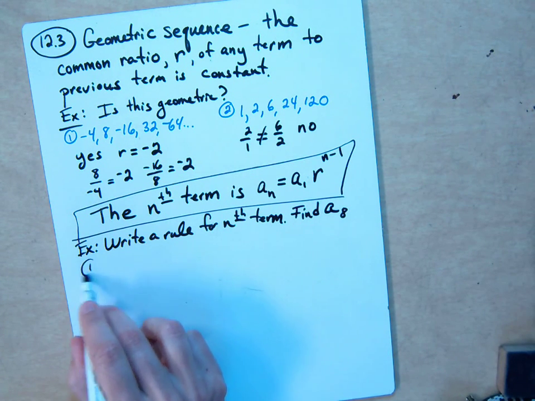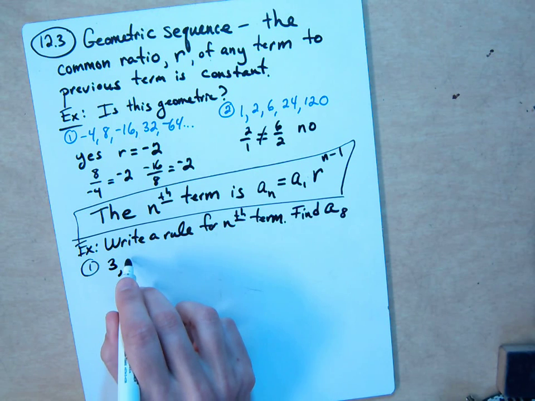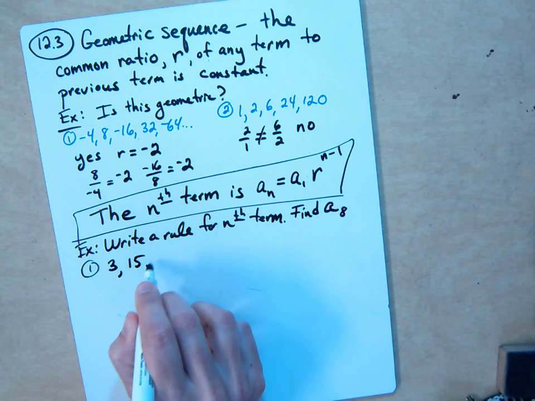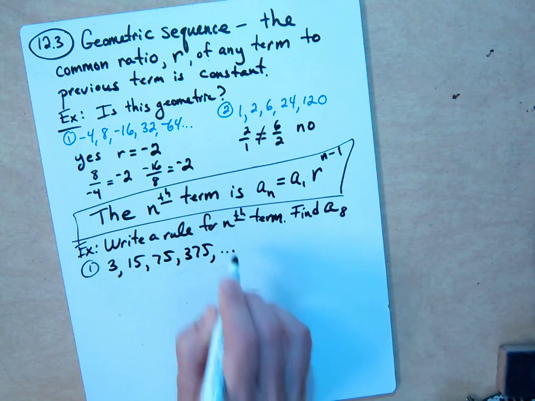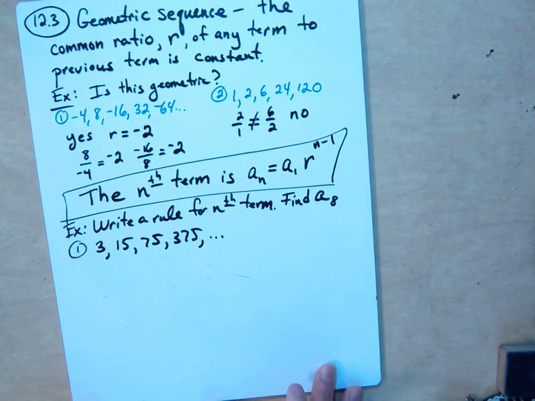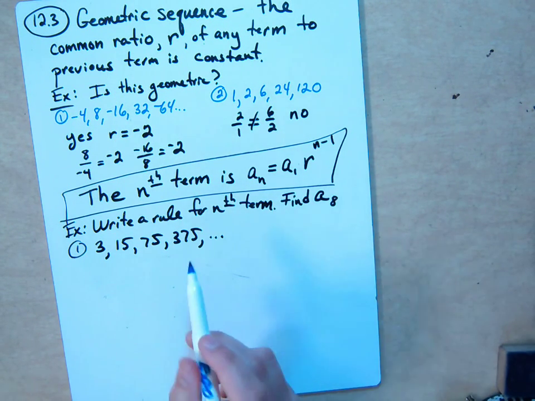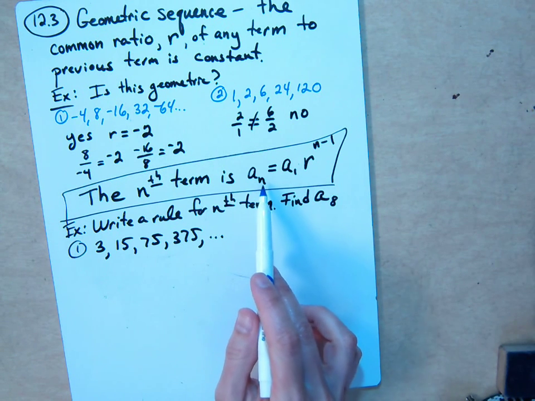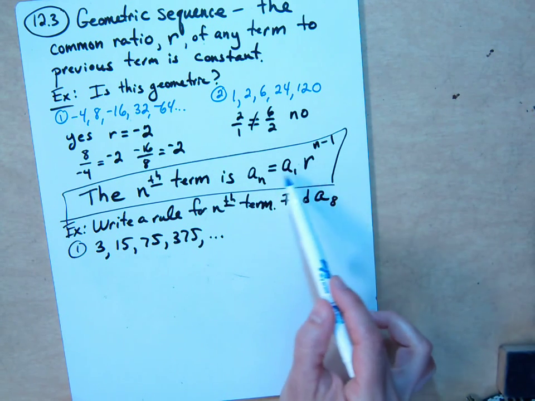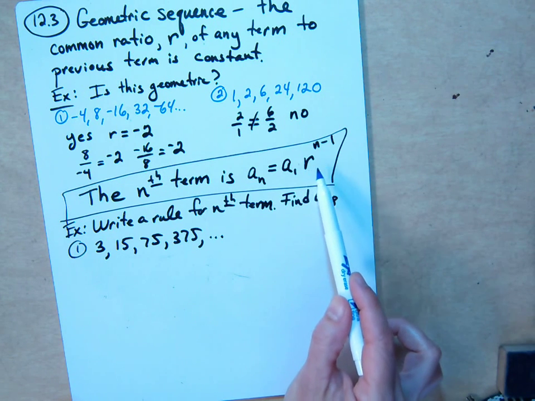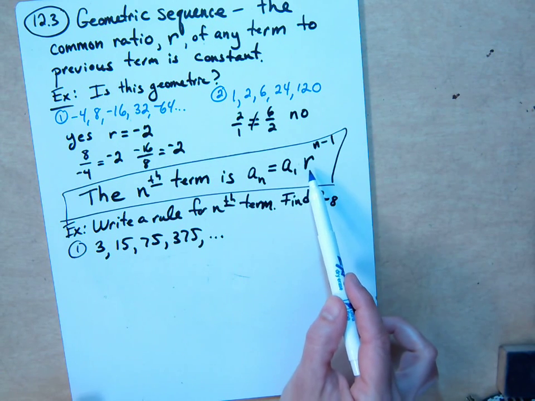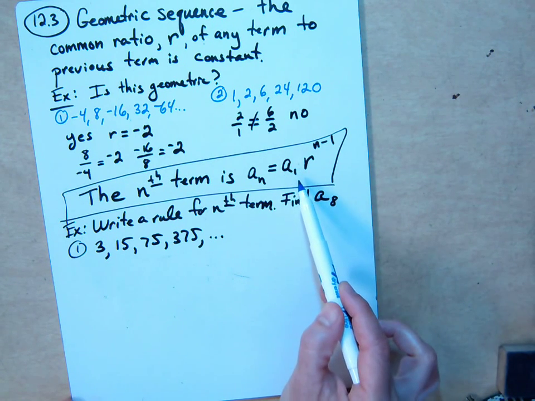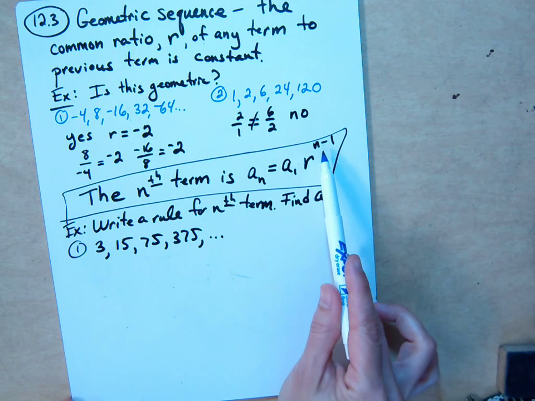So let's say we have, number 1, 3, 15, 75, 375, and so on. We want a formula for any term, the nth term. To use the formula a sub n equals, we need to know what a sub 1 is, and we need to know what r is, and then we're fine. In every problem you do, you're looking for a sub 1 and r, you plug them in, and that's the formula. Why don't we need to find n?